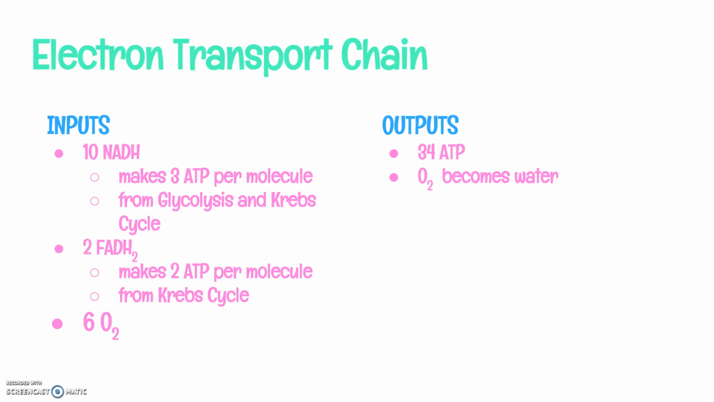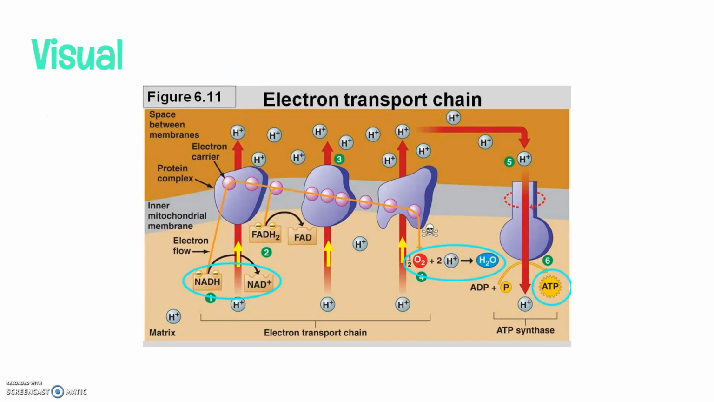And another important part is NADH and FADH2. They make more than 1 ATP per molecule. So NADH 3 ATP per molecule and FADH2 2 ATP per molecule. So that's obviously going to add up to the ATP in the end. That's a visual of the electron transport chain. You can see the inputs and outputs again.